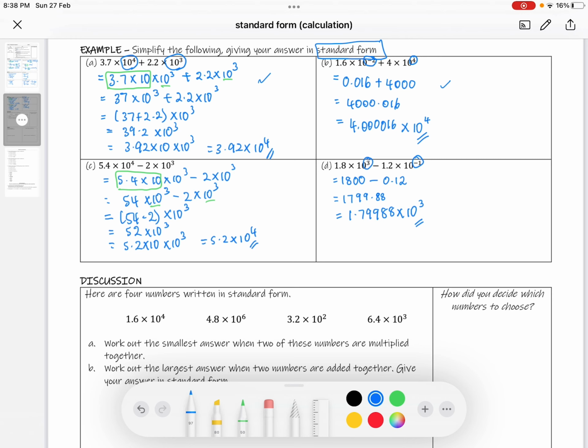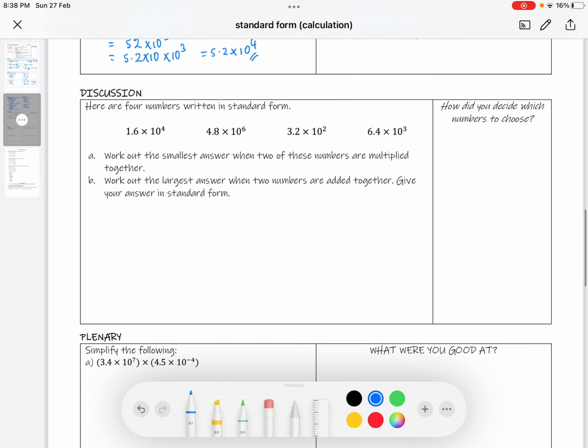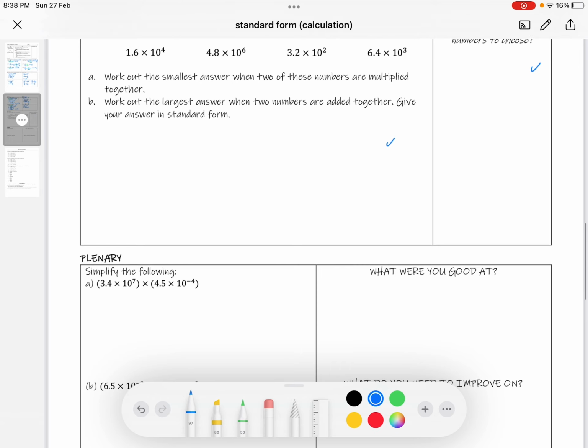Right? So here is the discussion question. You work it out, see what you've got. So put your answers there and describe how you would decide which numbers to choose. Have that one, and then I will see when you submit your paper. Okay.